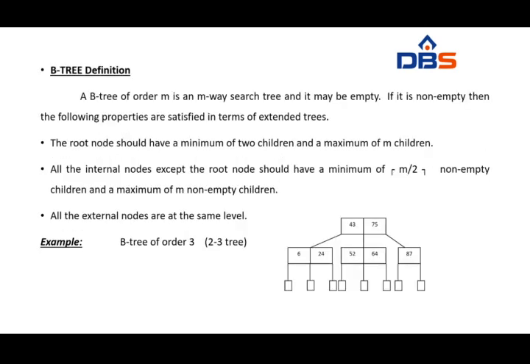So what is the definition of a B tree? A B tree of order M is an M-way search tree and it may be empty. If it is non-empty, then the following properties are satisfied in terms of extended trees. We already discussed what is meant by an extended tree. First, the root node should have a minimum of 2 children and a maximum of M children. All the internal nodes except the root node should have a minimum of M by 2 non-empty children and a maximum of M non-empty children.